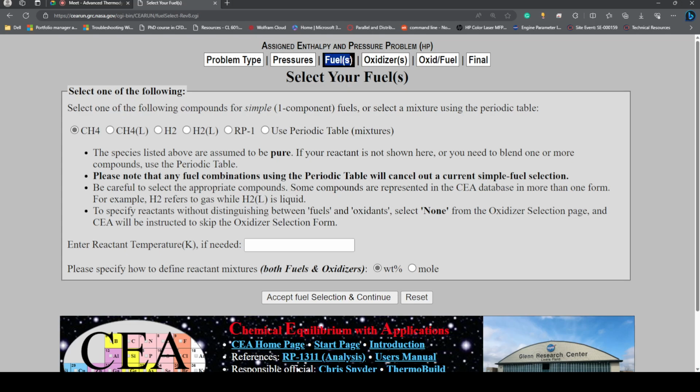Continue, and it will take you to the next page called fuels. You need to select a fuel. They gave some default fuels. One default fuel is methane, given as a liquid, where L stands for liquid. They also gave hydrogen, and RP1, which is rocket propellant one. For this case, we have to use MMH, monomethyl hydrazine. You can use the periodic table to select it, so select use periodic table and go.